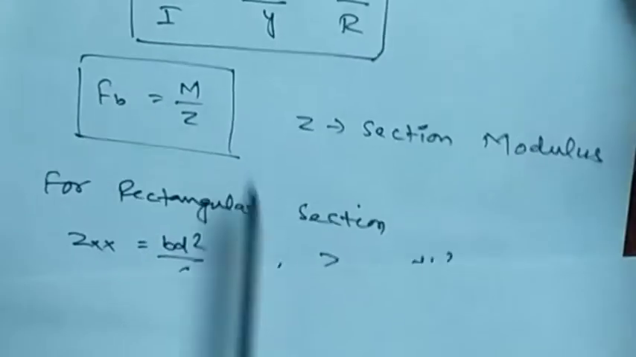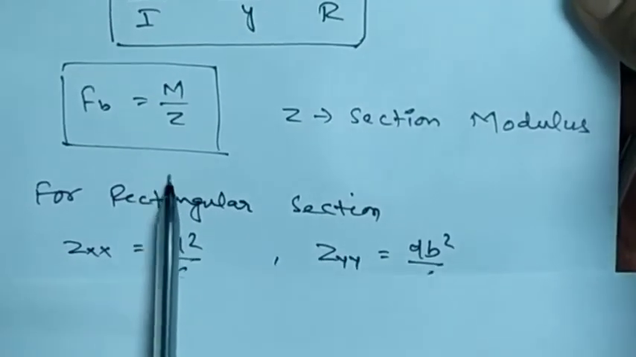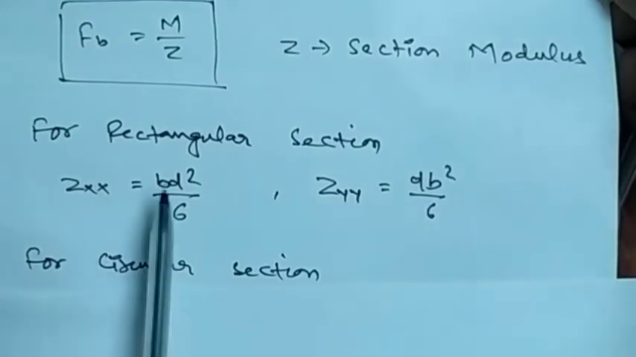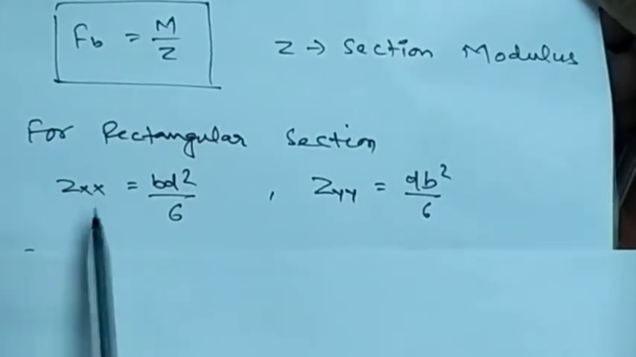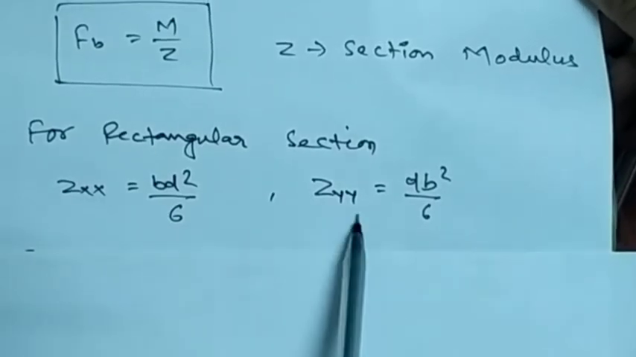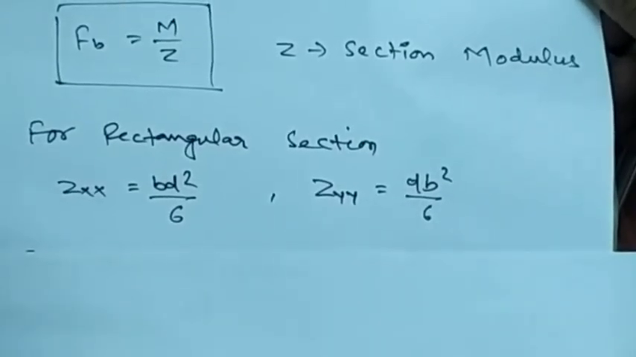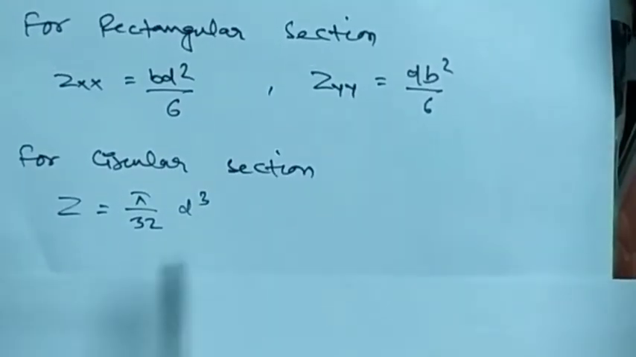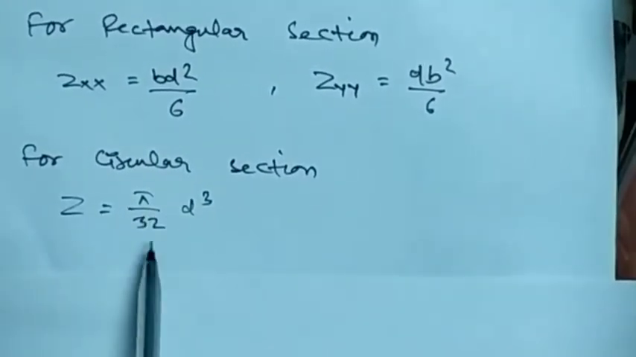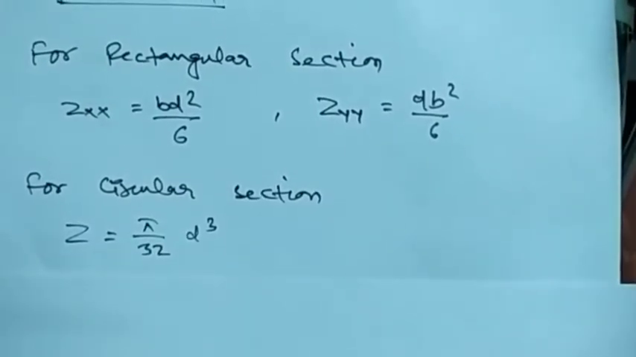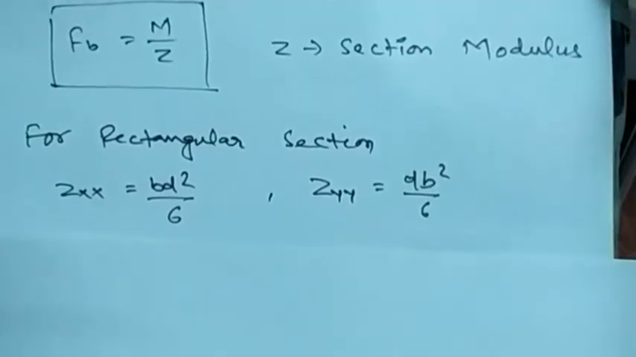Further we can also write FB is equal to M upon Z, where Z is the section modulus. So for a rectangular section, Z about the x-axis will be BD square upon 6, and about the y-axis Z will be DB square upon 6. The last one is for a circular section, Z will be pi by 32 into D cube. So we will use these formulas for solving numericals based on it.